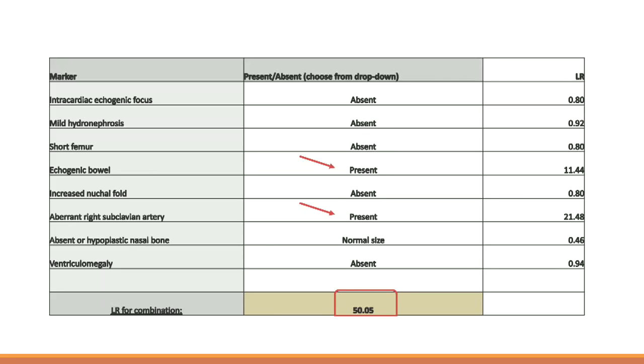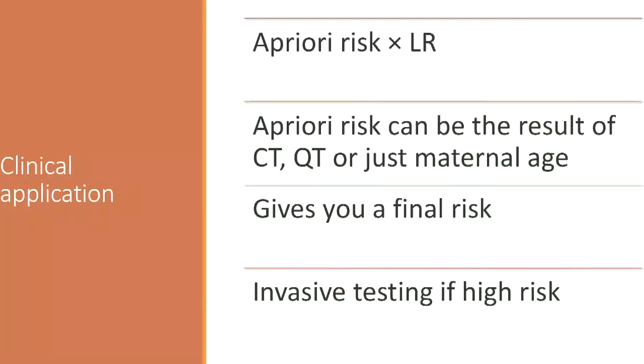Now that final likelihood ratio, you are going to take it and multiply it with the background risk of the mother. Now if the mother has done a screening test before coming to meet you, let it be a combined test or a quadruple test, then the final risk of that test would be your a priori risk. If she has not done any test before that, then you would use her maternal age and multiply it with the likelihood ratio and then give her the final risk. And if that final risk is coming high, you would go in for invasive testing. If it is low, you would probably not test her and send her home.